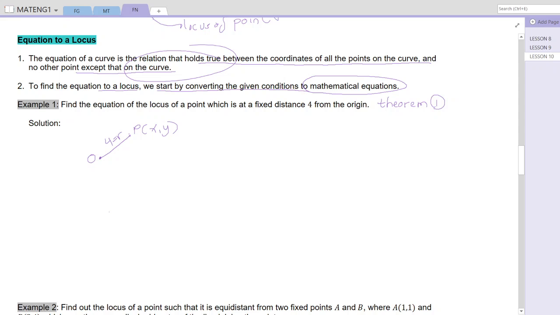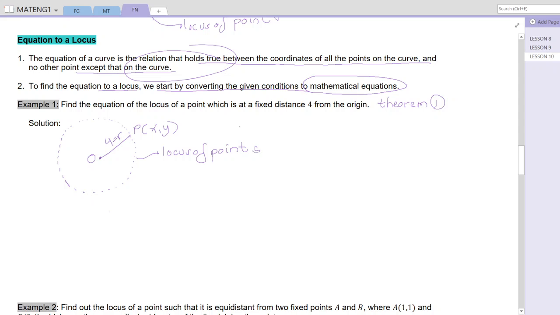So if I'm going to draw there, since it is equidistant from the origin, it forms again a circle. So this will be the locus of points, or the set of points.